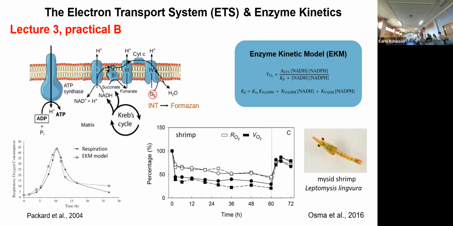Natalia Osma tested this model, the VO2 in the panel at the bottom, with rotifers and mysid shrimp under controlled laboratory conditions, and showed that it aligned well with oxygen consumption measured during incubations, here shown as RO2, especially during food limitation. And you'll hear more about the advantages and limitations of this method in lecture 3 this morning.